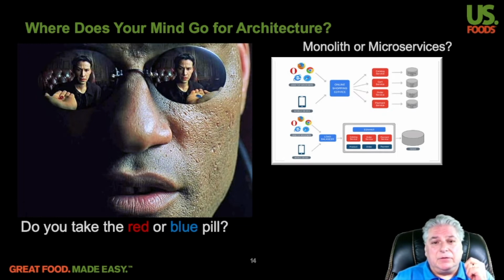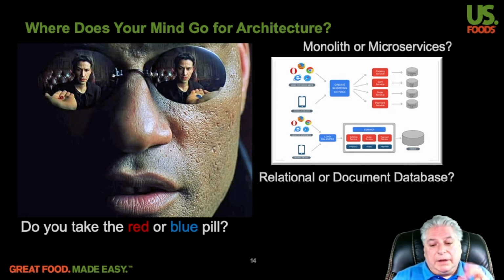Microservices tend to be great for larger teams. You want to move fast, you want to do frequent deployments, but monoliths tend to be a little bit easier, a little bit less to think about. Relational or document database, again, it really depends on your use case, right? But when you're thinking about the e-commerce tool that we're building, maybe a document database makes more sense than a relational database.